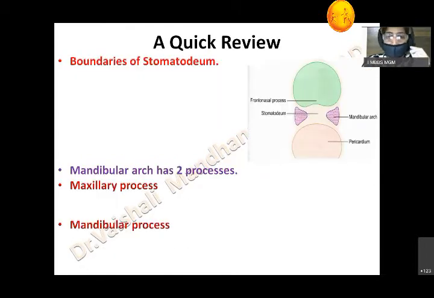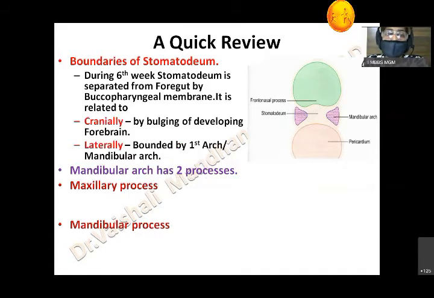Now, before starting, you should remember this part in the middle is called the stomatodium. And what are the boundaries of the stomatodium? Cranially, it is the developing forebrain, and caudally, it is the pericardial bulge. Between the two bulges, there is a buccopharyngeal membrane, and this buccopharyngeal membrane ruptures to form the oral cavity, isn't it? So, what are the boundaries?